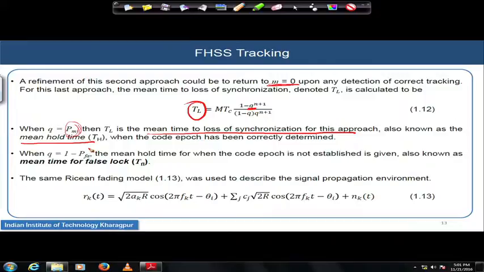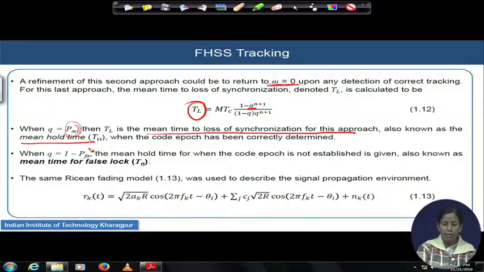So, for a situation when the sync lock is there, in that situation we are trying to calculate the hold time or the mean hold time for this lock, and we may put here the value of q equal to 1 minus the probability of the false alarm, which is the mean hold time for when the code epoch is not established at all. I mean there is a sync loss.